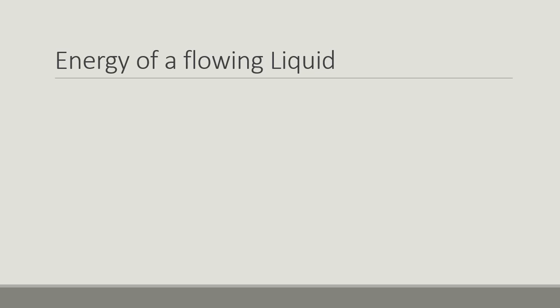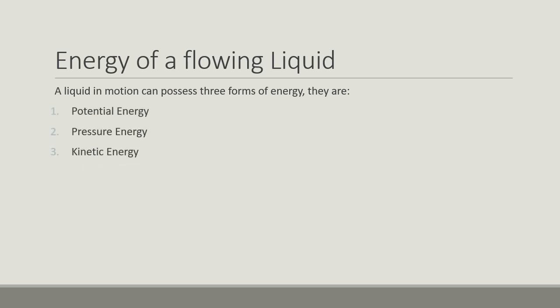The energy of a flowing liquid. Now, a flowing liquid can possess three forms of energy, and they are potential energy, pressure energy, and kinetic energy. Now let's look into this with a bit more detail.